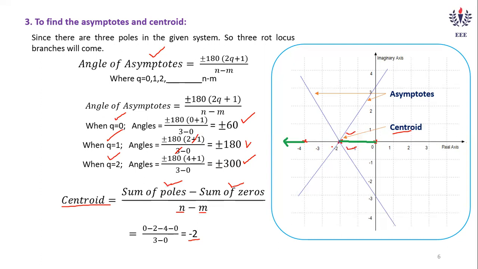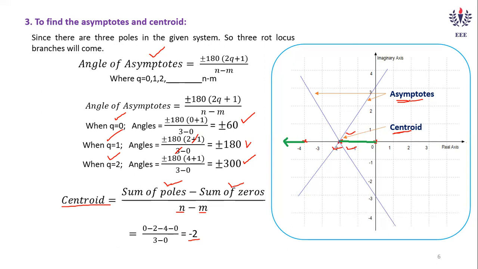So plus 300 and also minus 300. Take the centroid as a center and draw the angle of asymptotes. That is the third step. After completing this, once the angle of asymptotes and centroid are done, now we need to cross check the breakaway points and break-in points.